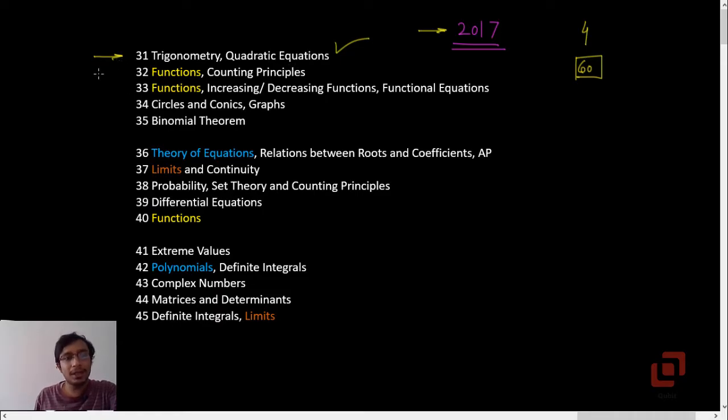Okay. Then the second question, or second MCQ, was based on functions. It actually asks you to find the total number of onto functions defined from one set to the other. So you are also required to use the counting principles. Okay. Then the third question is also based on functions, but it also requires you to know what increasing and decreasing functions are, basically the derivative, and it also introduces you to a topic which we call functional equations. Okay, so I'll come to that when we see the sum, what functional equations mean.